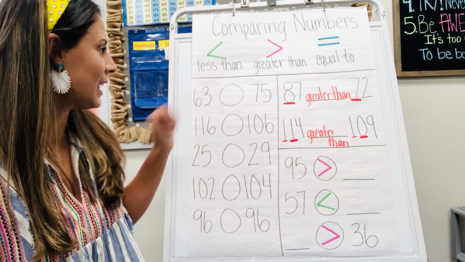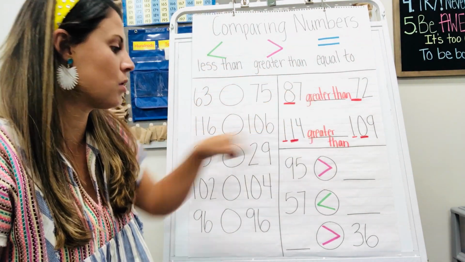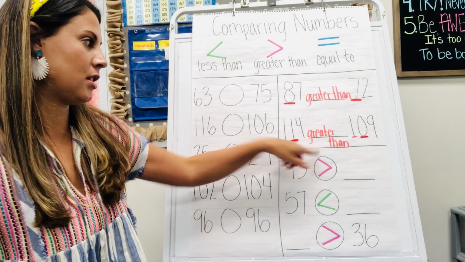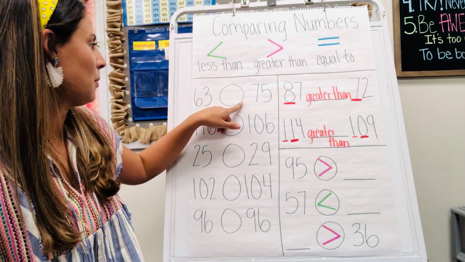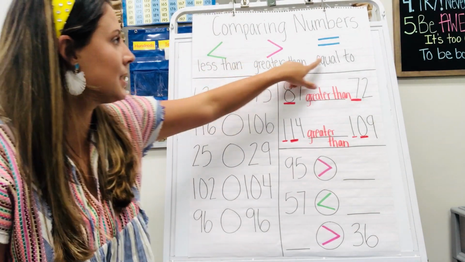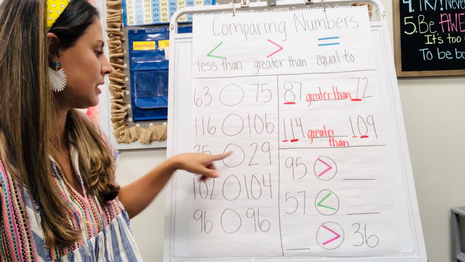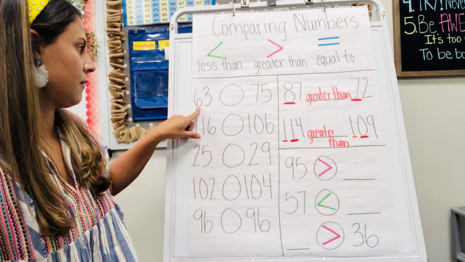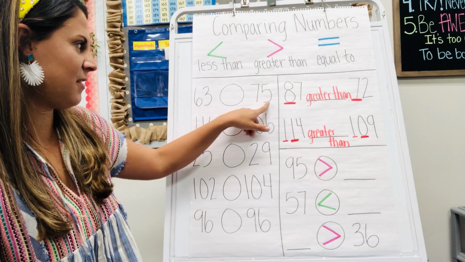So let's go ahead and look at how we use our symbols instead of words. Miss Ehrlich should have done that one a less than 1, but it's okay. Let's go on. So now we're going to use our symbols to help us figure out how to compare these numbers. The first one is 63 and 75.